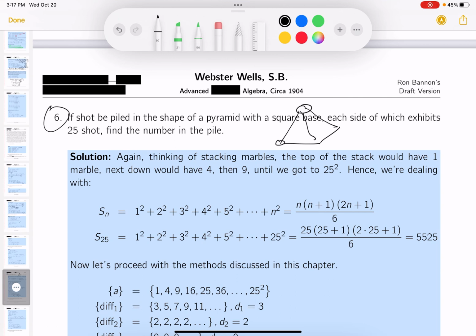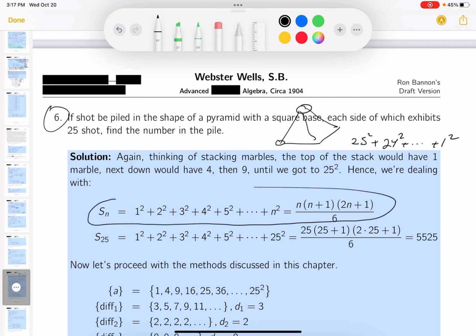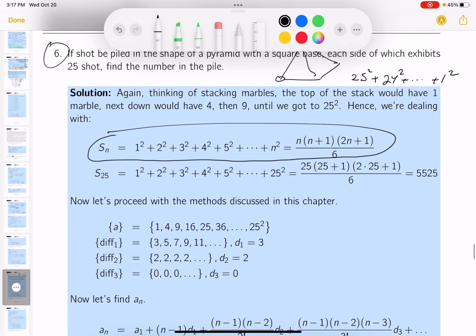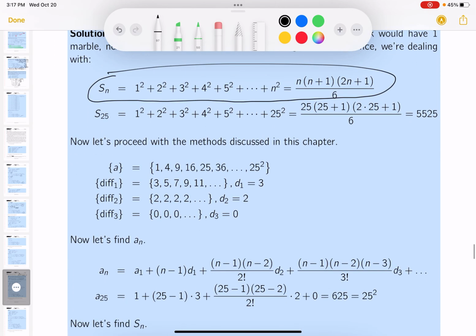So you'd really have the base would be 25 squared. The next up from it would be 24 squared. And then you go all the way up to 1 squared. And I've got to be honest with you, summing this together is really simple if you know sum formulas. For example, the sum of the squares is right over here. And I don't mind you doing that. I think the differential method in this one is overkill. But you could do the differential method too.